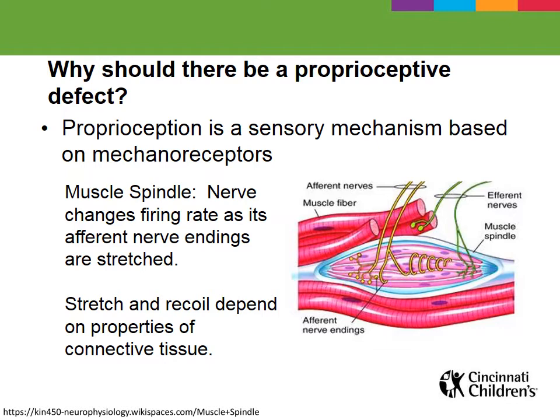And what has been determined from the proprioceptive defect in our patients is that it is the afferent signal, the signal coming from the sensor to the brain, that is deficient. Therefore, we think it is the connective tissue properties affecting the mechanoreceptors, which is underlying this proprioceptive defect.